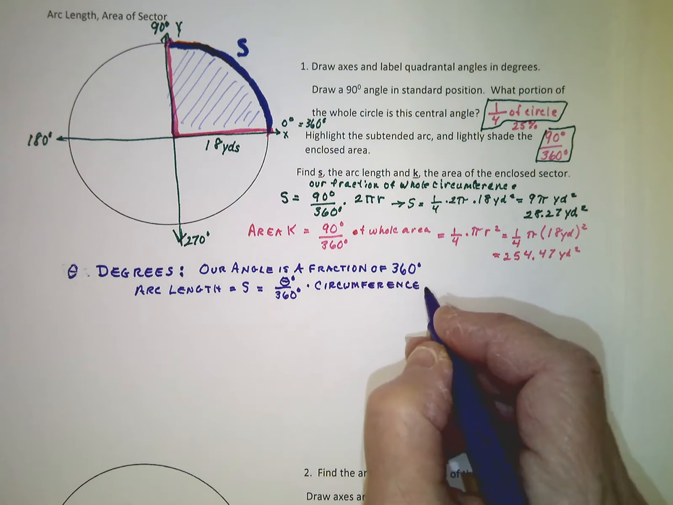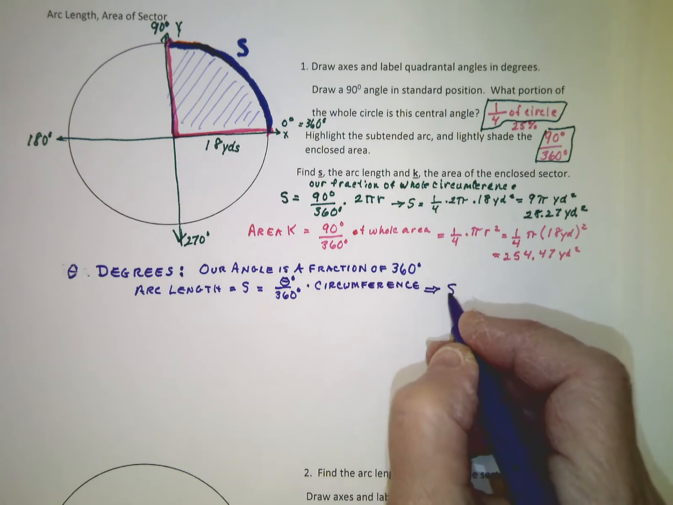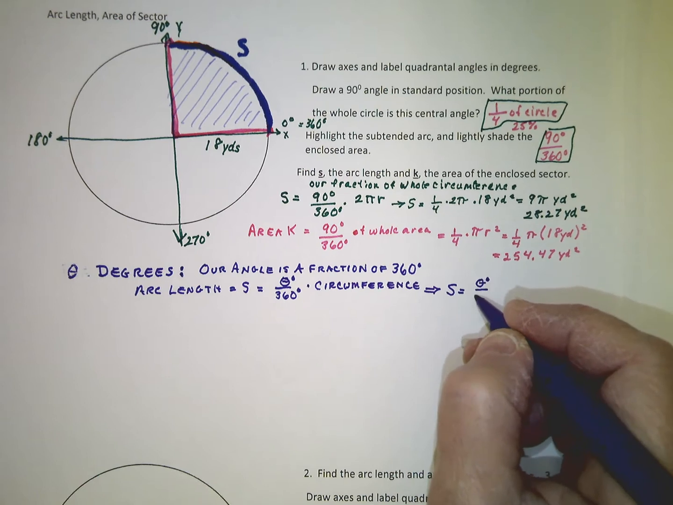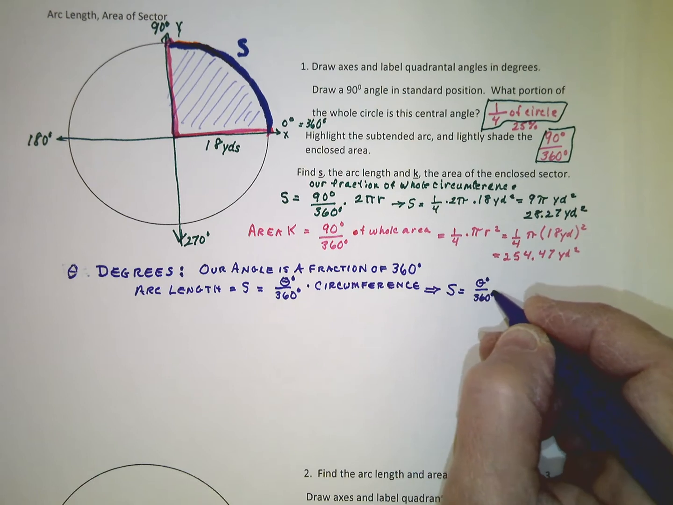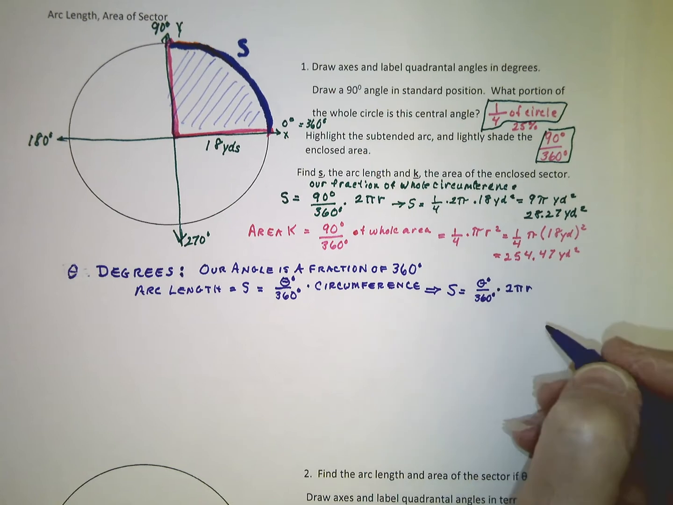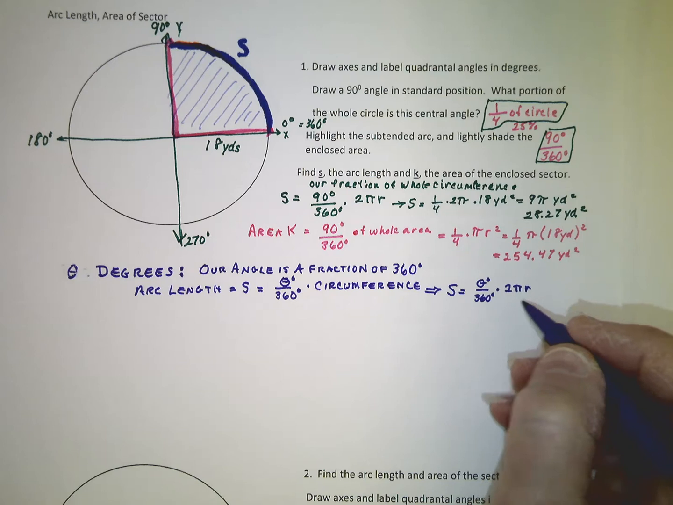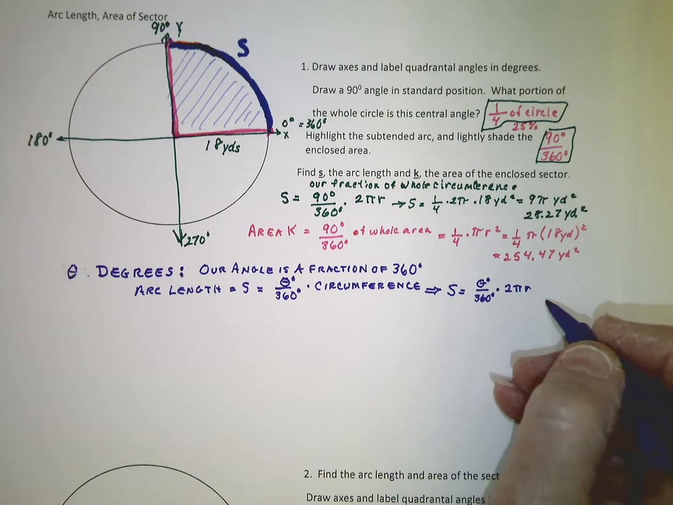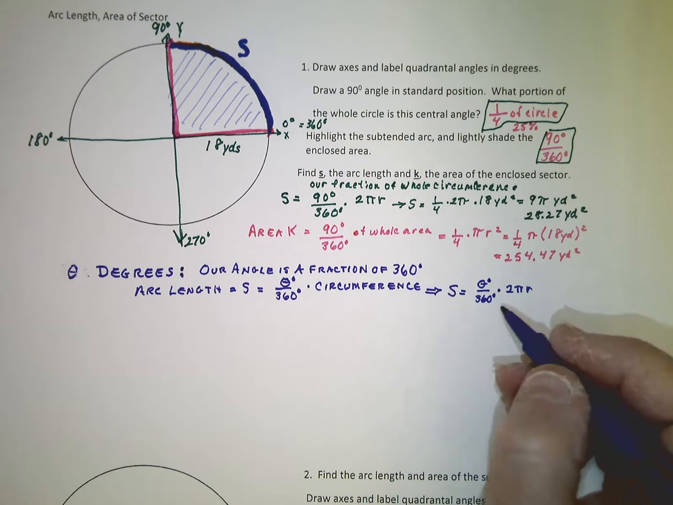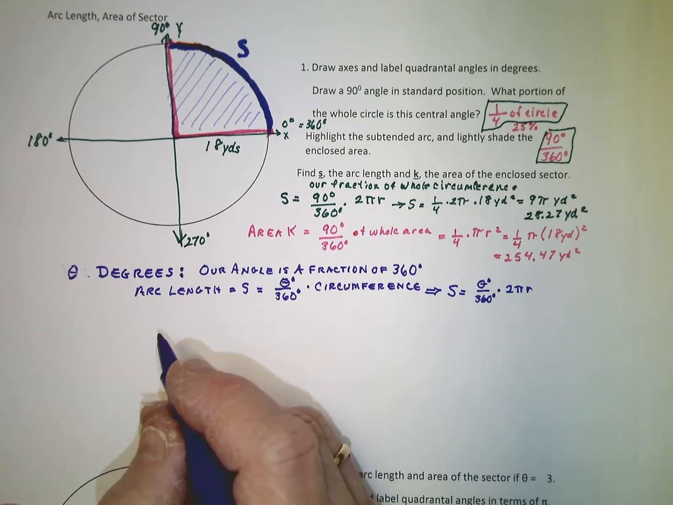And that's where they're getting that the arc length is going to equal the angle out of 360 times 2 times pi times the radius. Now they could say pi times the diameter, because that circumference is also pi times the diameter. They're just tending to keep it in terms of the radius.